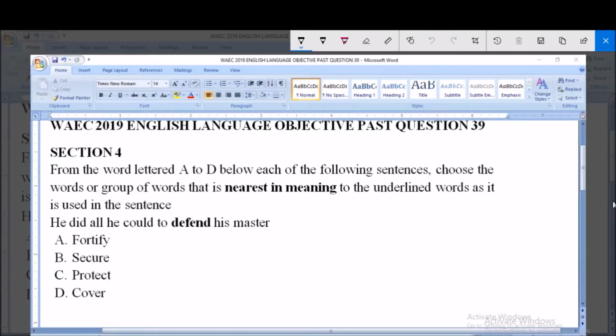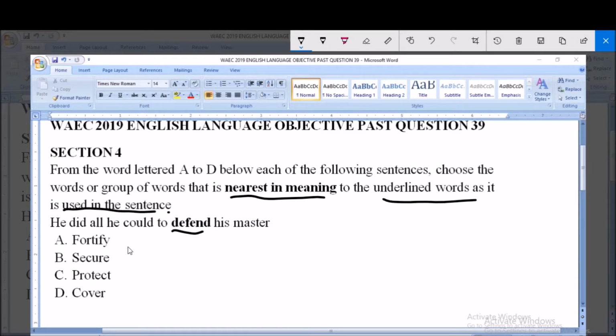Hello, I'm going to be answering WAEC 2019 English Language Objective Past Question 39, Section 4. The instruction is, from the words lettered A to D below each of the following sentences, choose the words or group of words that is nearest in meaning to the underlined words as it is used in the sentence. So the sentence given to us is, he did all he could to defend his master. And the underlined word is defend.